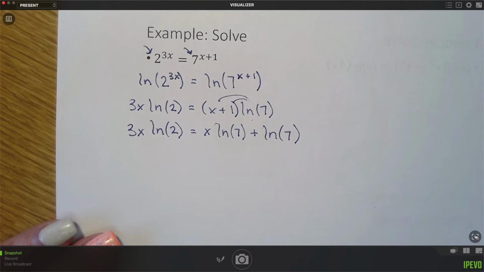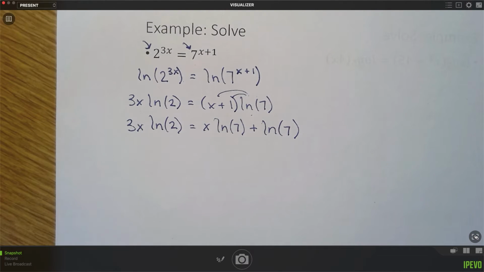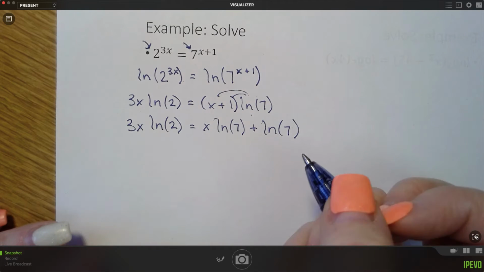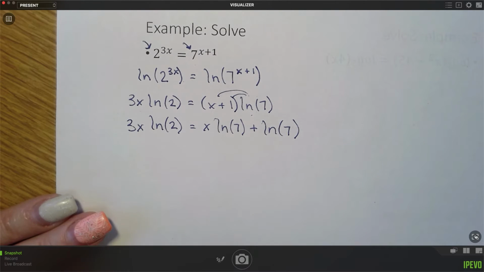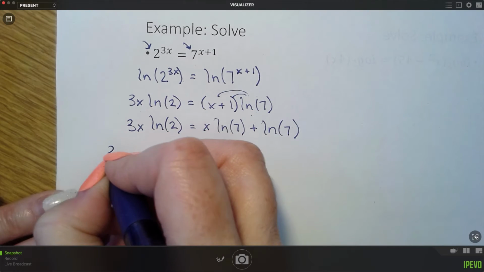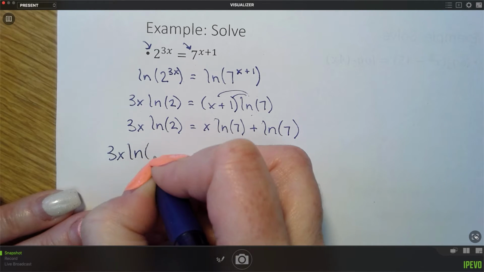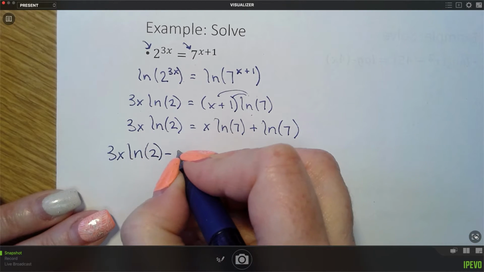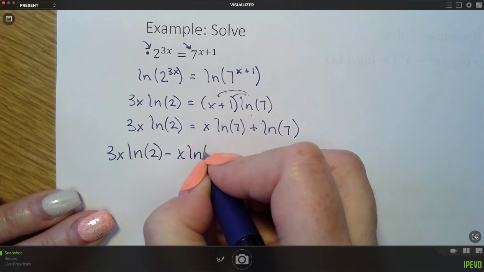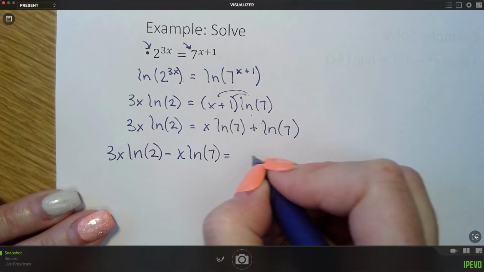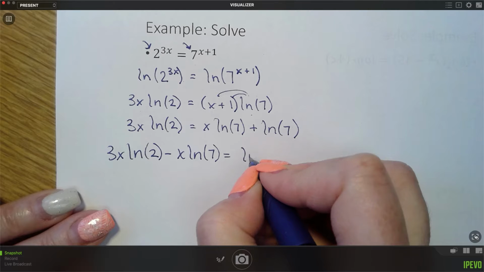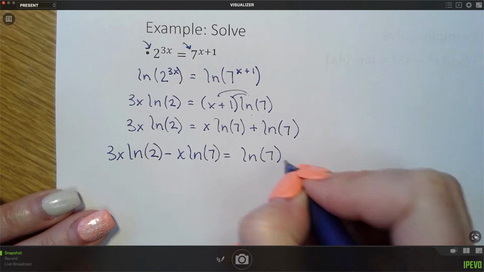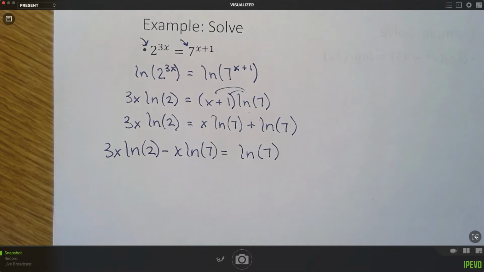Okay. So now what? x is on one side, so are we going to go left? Okay, so 3x natural log of 2 minus x natural log of 7, right? Equals natural log of 7. At least you only have 2 letters to write if you do natural log, right?